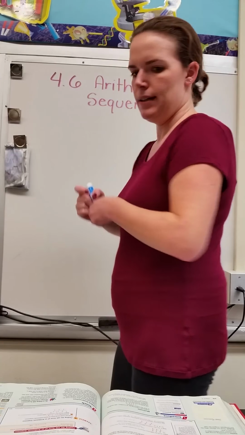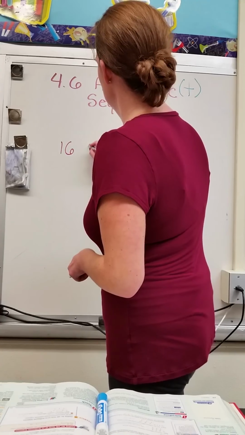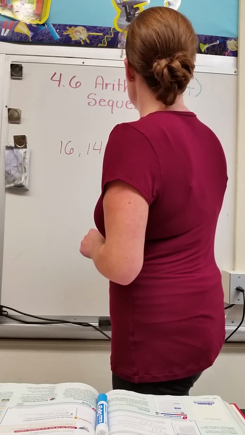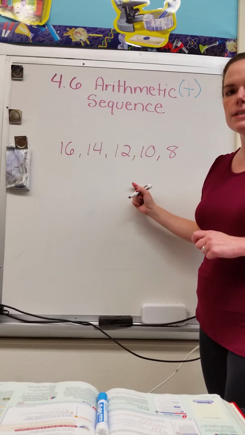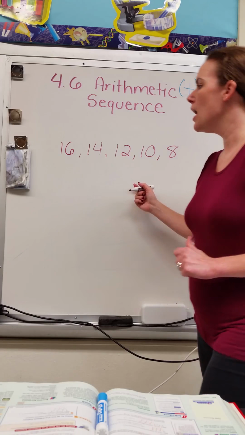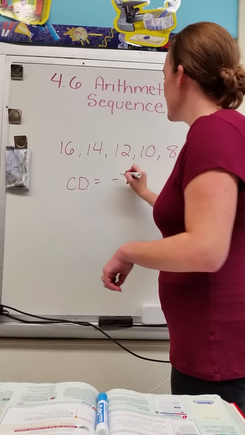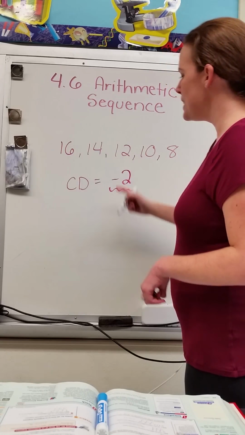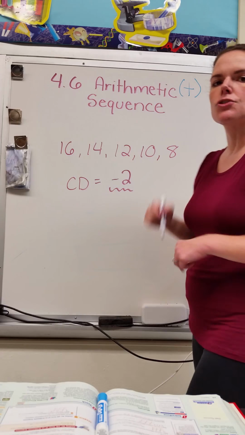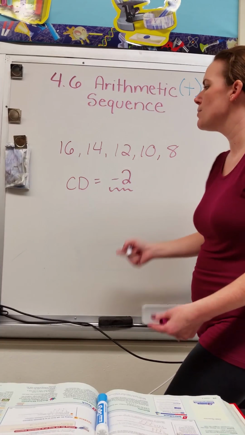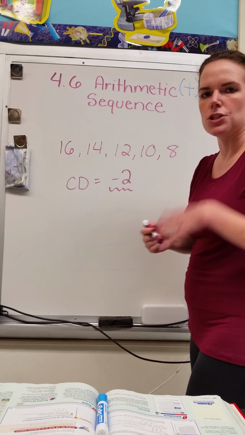If I had, here's another example, say I had 16, 14, 12, 10, 8. This is an arithmetic sequence. The common difference here is going to be a -2. Make sure you get that negative sign because you're subtracting. And if you're subtracting 2, that means that what you're really doing is adding -2 each time. So your common difference is just what you're adding.